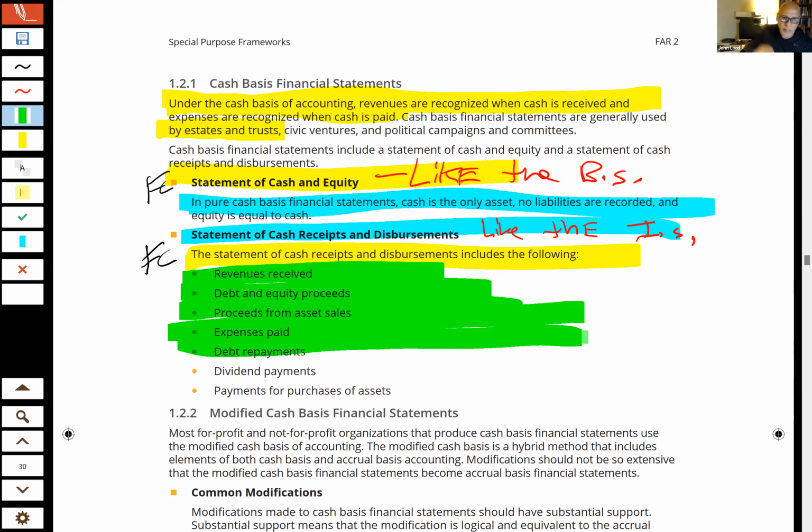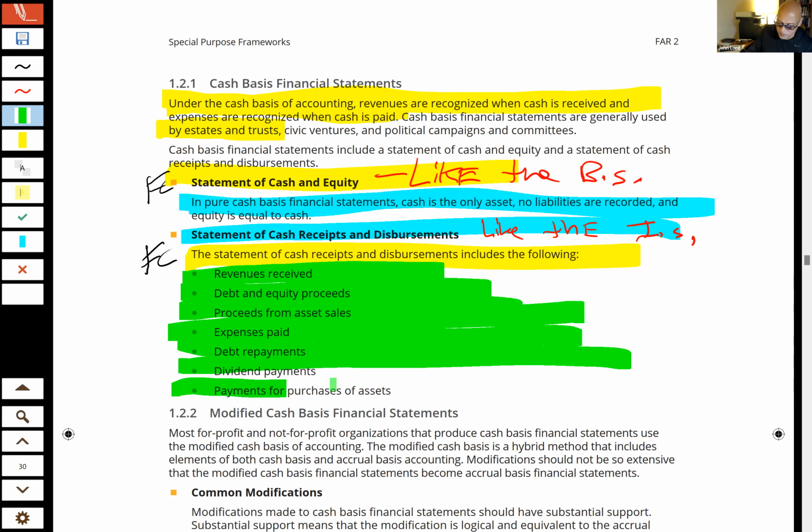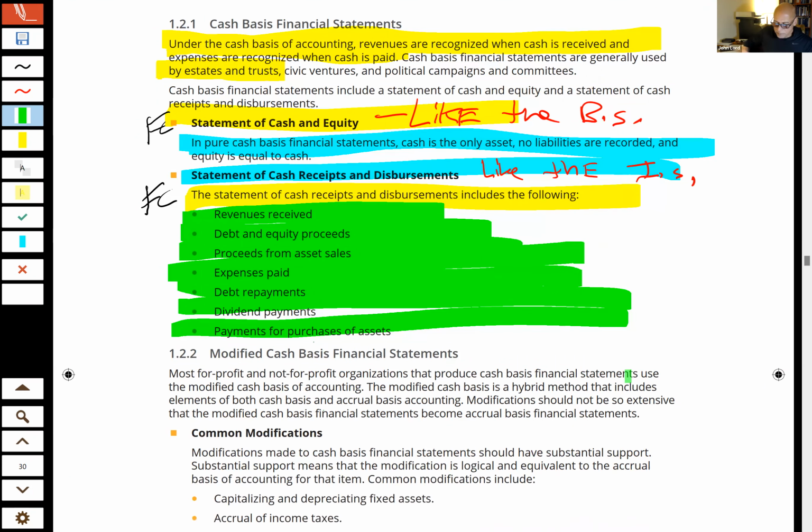Debt payments don't pay down a liability because we don't have any liability. We're only showing the cash. So that would be treated like a disbursement, like an expense. Dividend payments, etc., all would hit the thing that's like the income statement. Okay, good. Now, you could have modified cash basis financial statements.